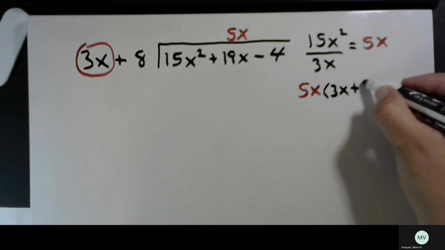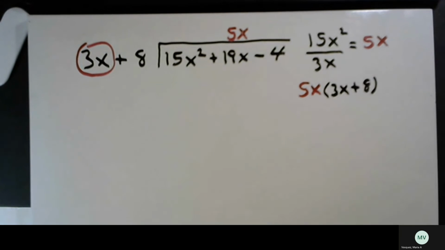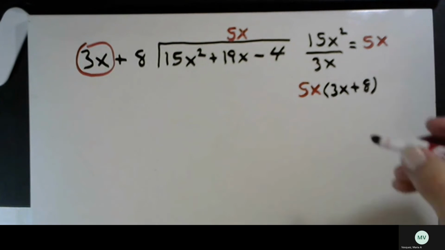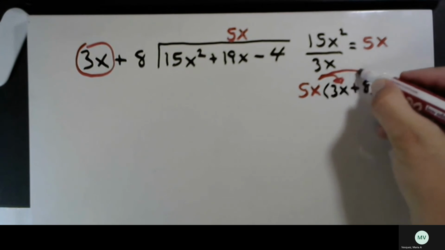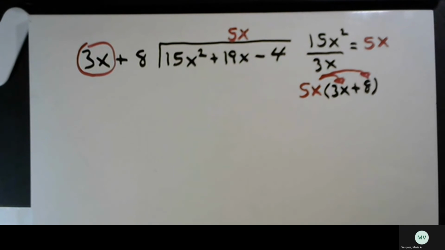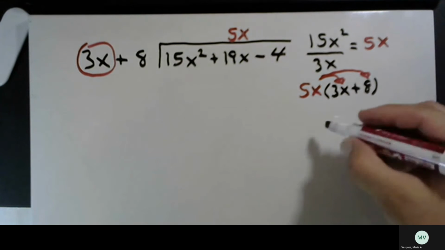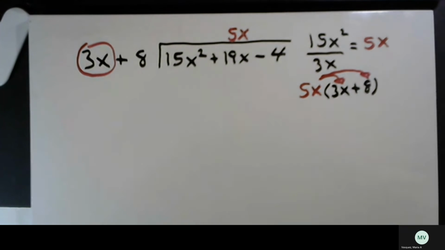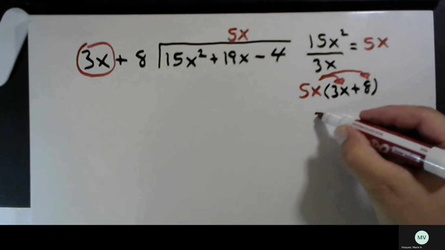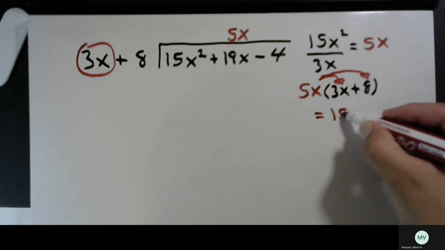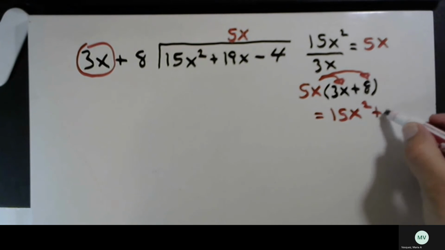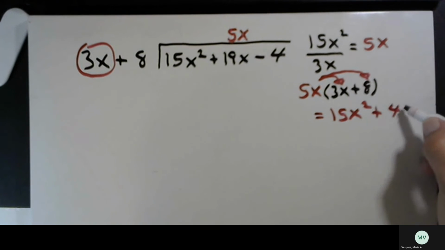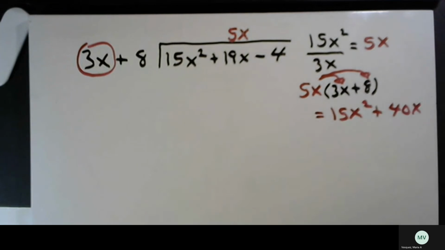Then we're going to do the same thing as before. We'll distribute that 5x. And what we'll get will be 15x squared plus 40x.